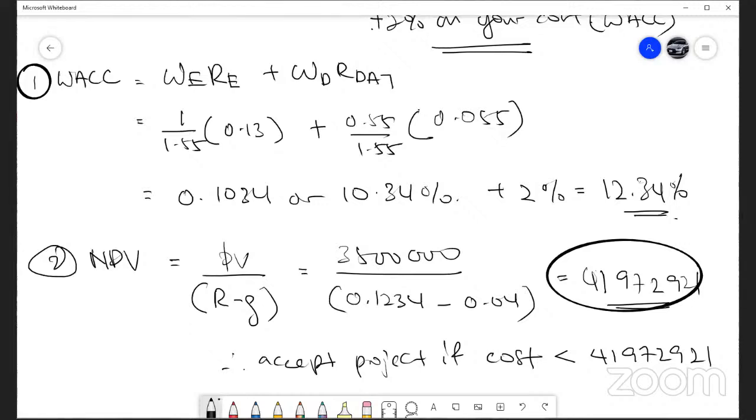So the complicated part about this question is only here. When they tell you it's riskier, it's 2% extra, so it becomes 12.34%. And then how do you calculate this? Because they tell you it's a growth rate of 4% per year indefinitely, so you use the dividend growth model. Then you can get this figure. Can or cannot?